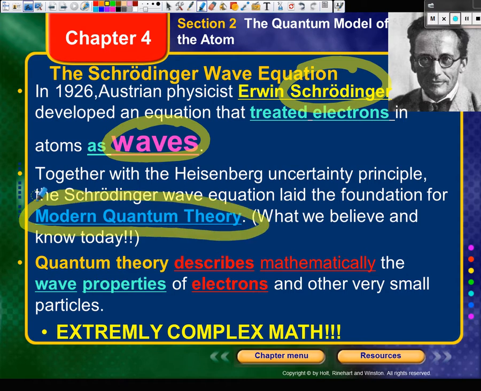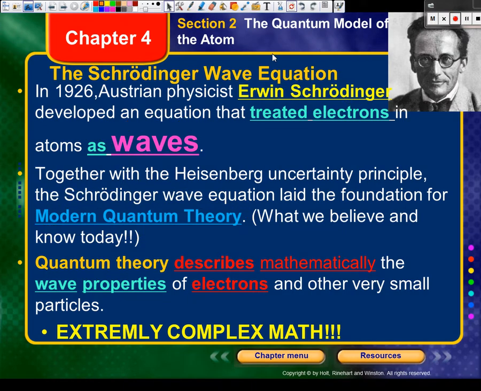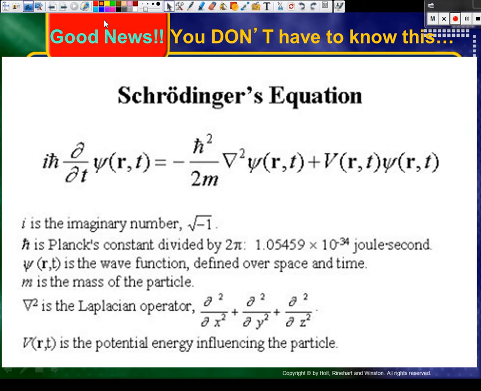And all quantum means is really, really, really small. Okay? So it's a lot of energy at a really small thing. So quantum theory describes mathematically the wave properties of electrons and other very small particles. Okay. Now, here's the bad news for you guys. Here is his formula. I'm just kidding. You really don't have to mess with it. Okay. The good news is you don't have to know this. But I did not want you to say, oh, it must be some simple thing. This is his Schrödinger's equation.